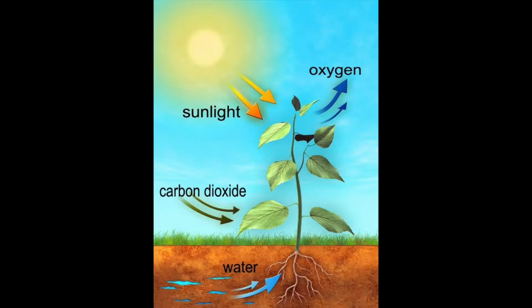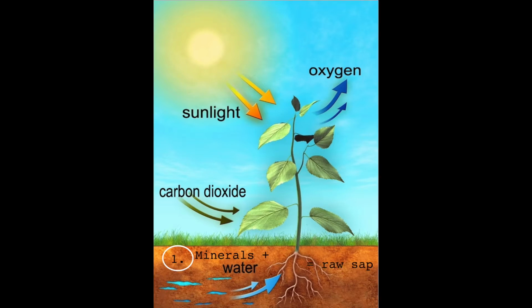Photosynthesis has a couple of different steps from start to finish. So now I'm going to talk to you about how photosynthesis happens in plants. So here we have a diagram of a plant. In the first step of photosynthesis, plants absorb water and minerals from the soil through their roots. This mixture of water and minerals is called raw sap.